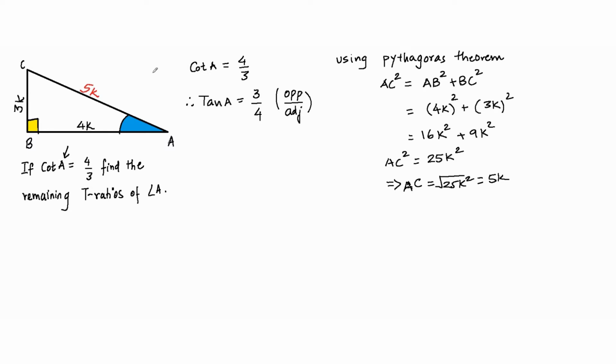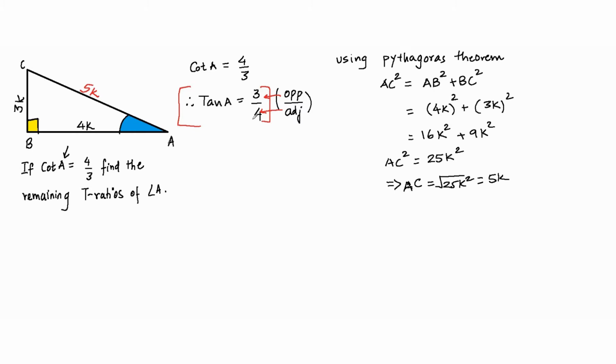Now, please understand why I am using this particular variable K everywhere. See, when they say that tan A is 3 by 4, this is the ratio of the two sides, that is the opposite side and the adjacent side. It doesn't mean that the sides are actually 3 and 4. It just means that the ratio of the sides is 3:4, right? The sides could be 30 and 40. The sides could be 300 and 400. The sides could be anything as long as they are in the ratio 3:4.